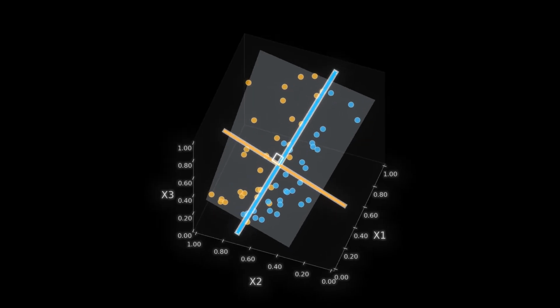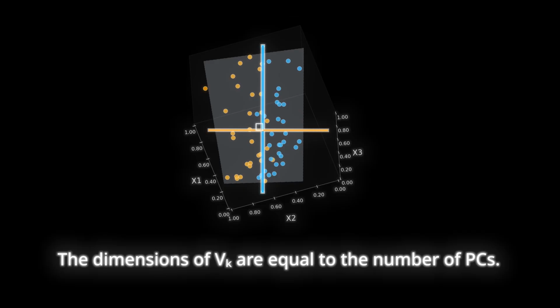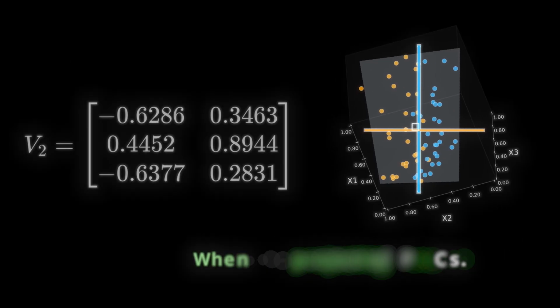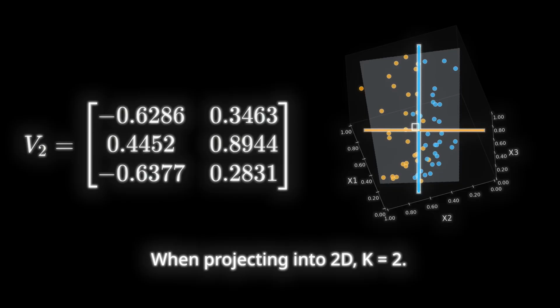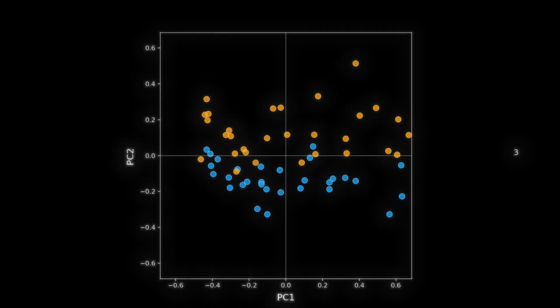Once we have those directions, we form the matrix V_K containing the top K principal components. So if you want to project it into 2D, then K is just equal to 2. And your projection would look like Z = X V_2. And that's it. It's the same points, just in new coordinates. You haven't changed the data set. You have just changed the viewpoint.